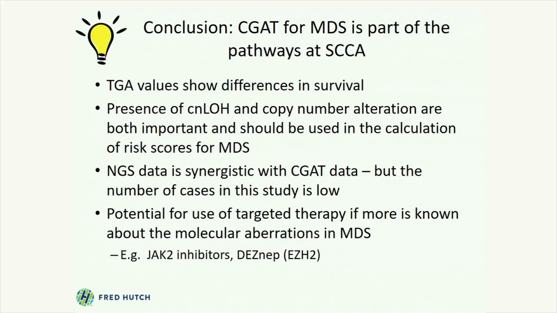So our conclusion from this study was that CGAT for MDS is now a part of our pathways at SCCA and has become very integral in the diagnosis of MDS. TGA values show differences in survival. The presence of CNLOH and copy number alterations are important and should be used in the calculation of risk scores for MDS. NGS data is synergistic with CGAT, but the number of cases in this study was still comparatively low. The potential use for targeted therapy when we do discover CNLOH in specific regions, such as JAK2 and EZH2, may be important.